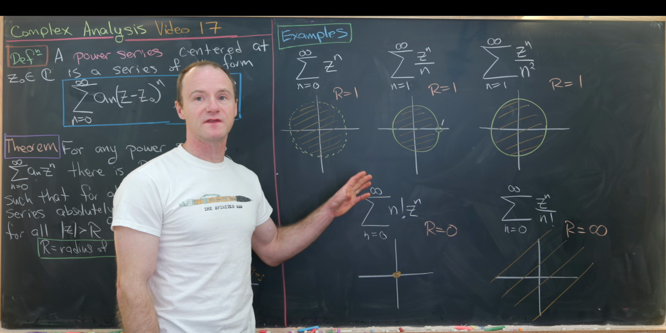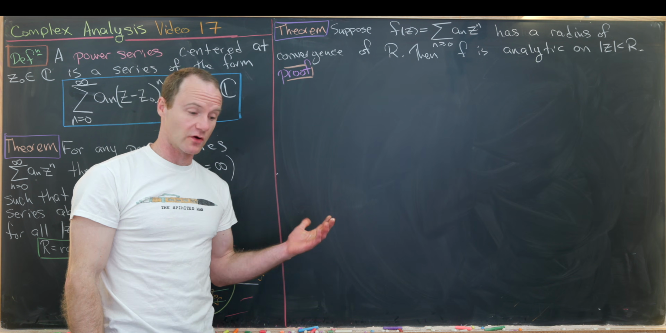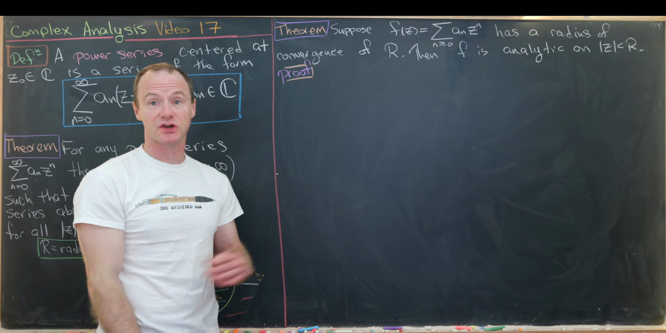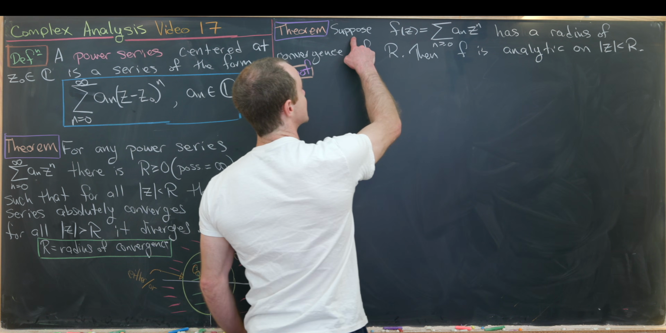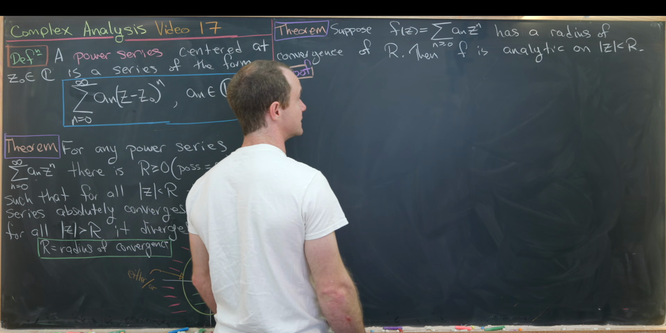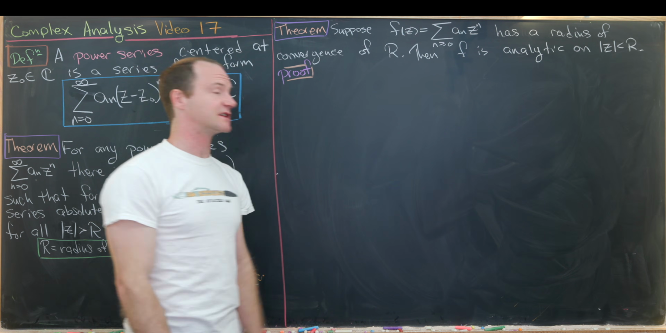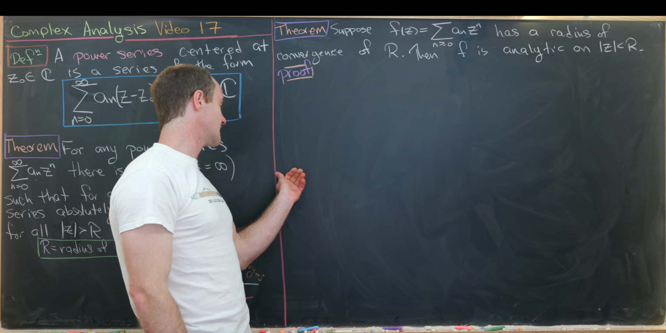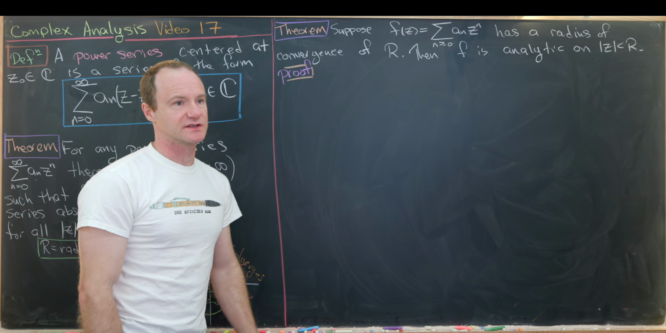Okay, so now that we've got this, let's look at our next result. Our next result has to do with whether or not the function defined by a power series is analytic. And it turns out it is in the right region. So let's suppose that f of z equals our power series, the sum as n goes from 0 to infinity of a_n z to the n. And also we'll suppose it has a radius of convergence of R. Then that means that f is analytic on the set of all z where the modulus of z is less than R.